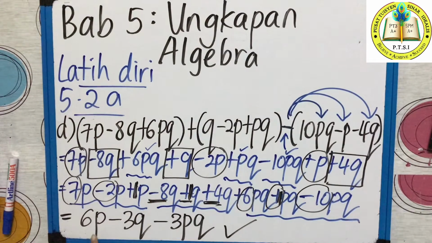You solve this, 6P. Solve the Q, you get negative 3Q. Solve the PQ, kamu dapat negative 3PQ. So, this will be your final answer. Tak boleh gabungkan sebab huruf tu berbeza-beza. Different letters, you cannot combine. Leave it like that. Finish.